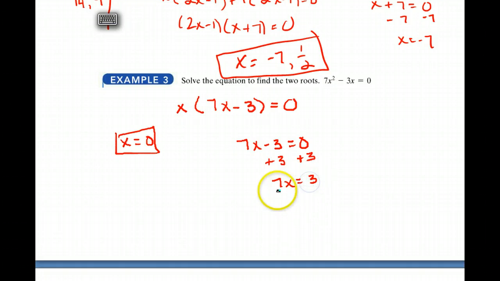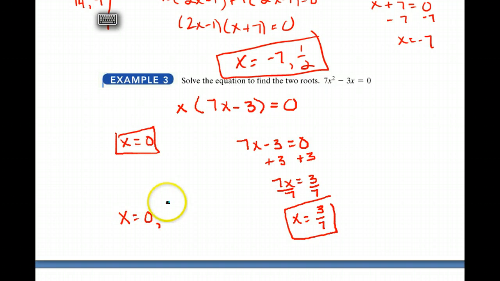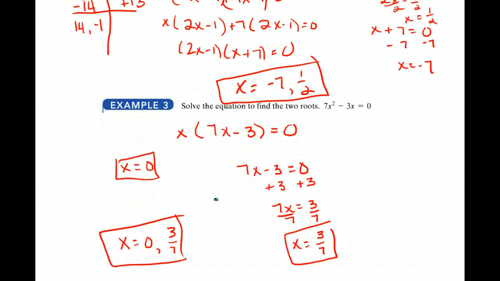So 7x equals 3. Divide by 7, and x equals 3/7. So lastly, you're just going to write your solution set as x equals 0 and 3/7 to show the solutions, and you're finished.